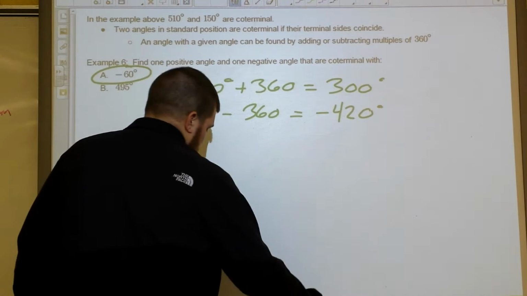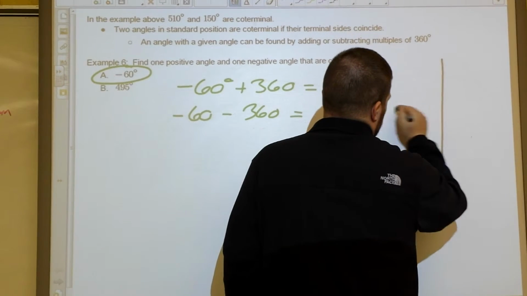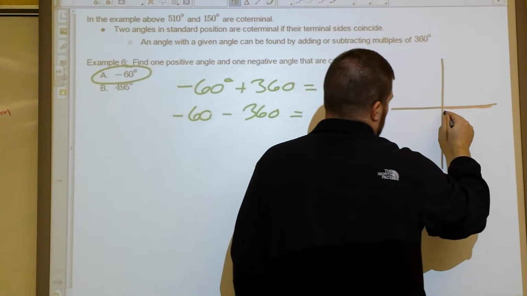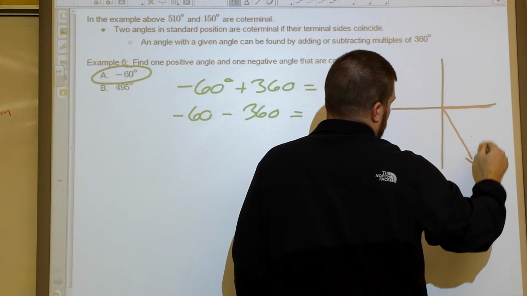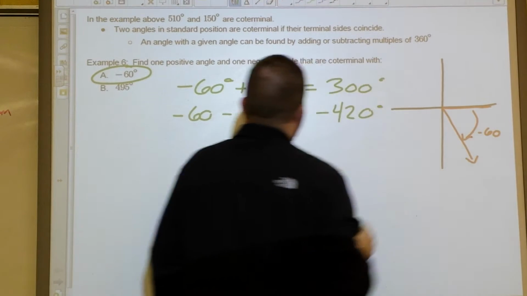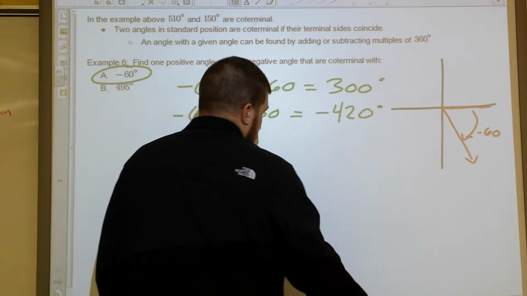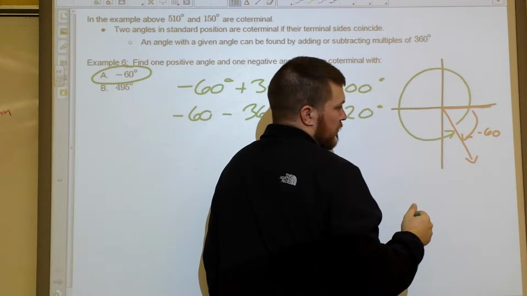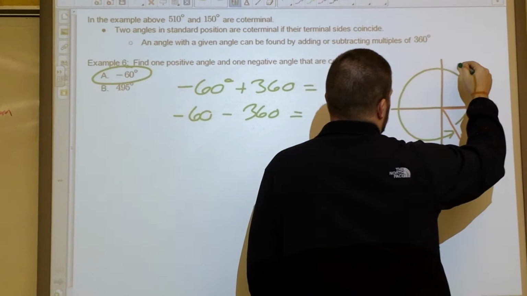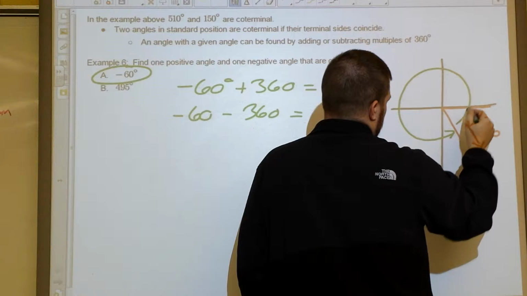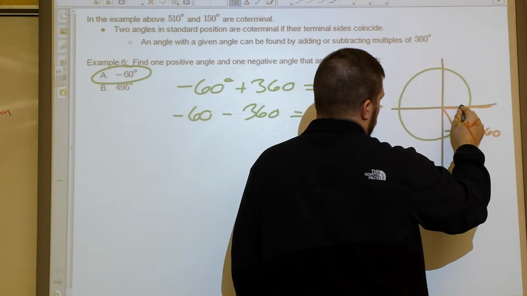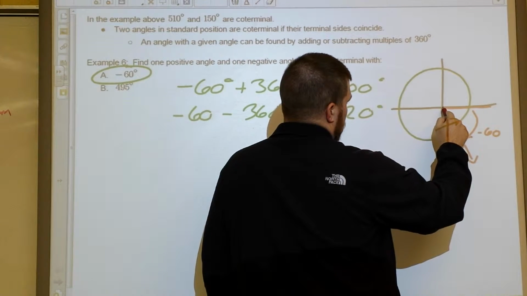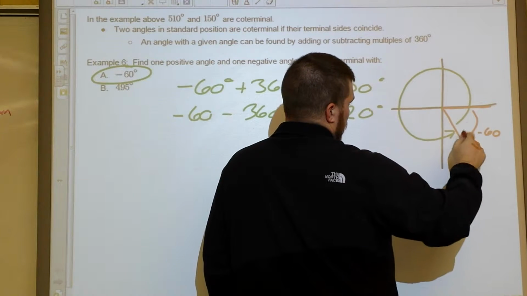So if we wanted to draw a sketch of this, again, it's just a sketch. First off, I'm starting off with negative 60 degrees. So here's my initial side. Negative 60 would be somewhere here. Now what we found is that if I add 360, I'm going to rotate counterclockwise, add 360 degrees, I make a full turn, that measurement was 300 degrees. So from the initial side to the new side, that's a measurement of 300 degrees. Right in here. If we measure from the initial side all the way around, that's 300 degrees.